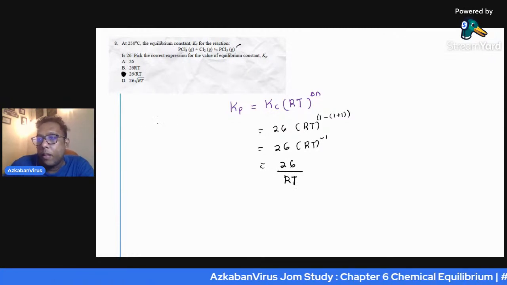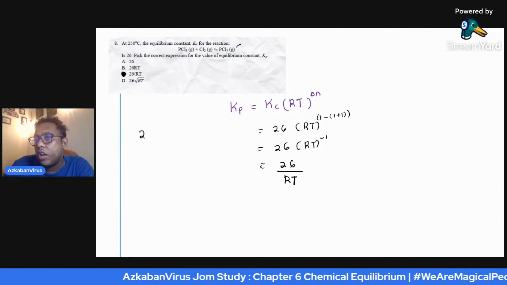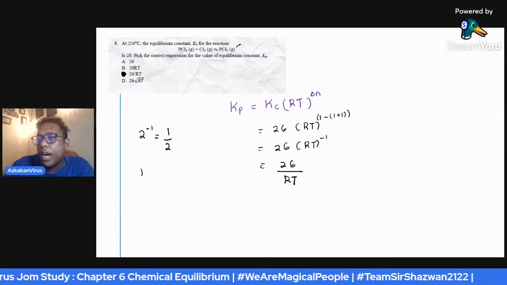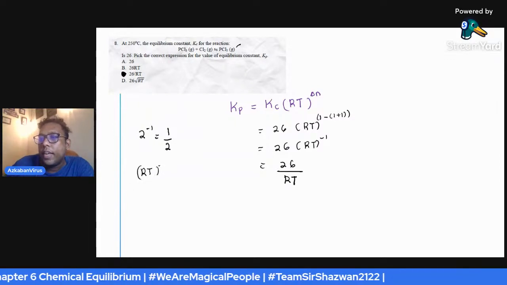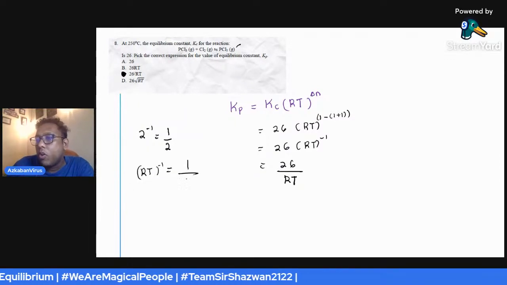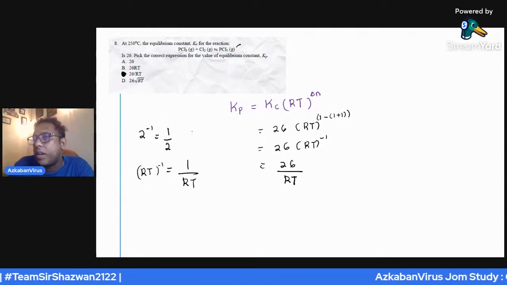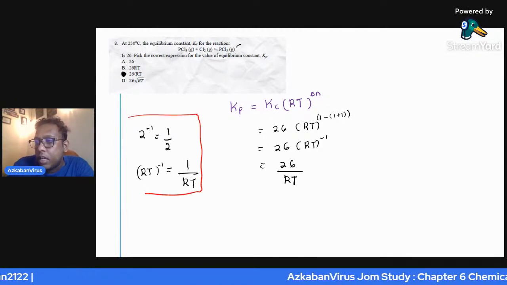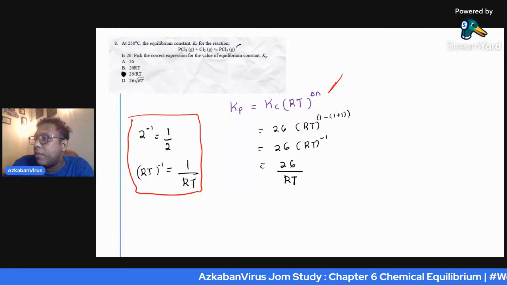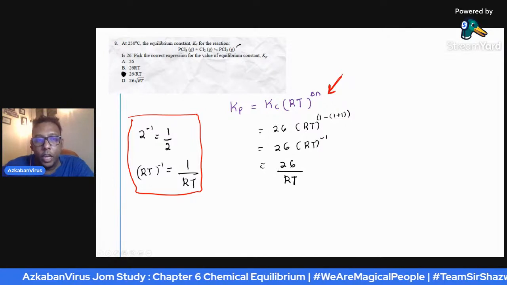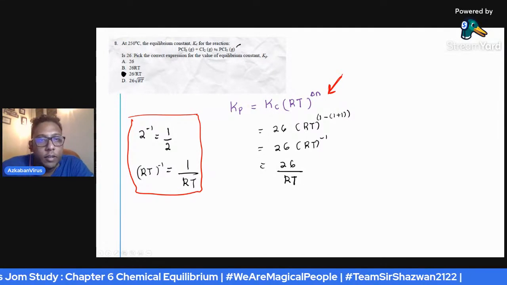Okay. Kenapa ni? Maksudnya contohlah 2 kuasa negatif 1, this is sama dengan 1/2. So RT kuasa negatif 1 ni sama dengan 1 over RT. Ini tidak ada apa-apa ya, ini hanyalah sekadar operasi matematik saja di sini. Okay, yang chemistry-nya cuma dekat formula atas ni saja. Bawah tu terus matematik. Okay, indices.